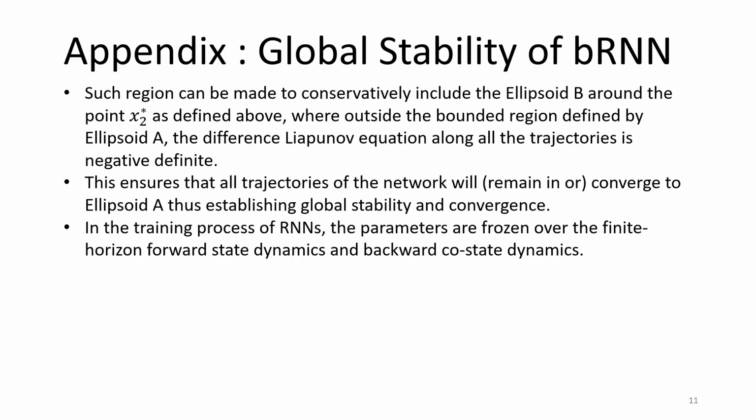Finally, we remark that, in the training process of RNNs, the parameters are frozen over the finite horizon forward state dynamics and backward cost-state dynamics. This constitutes one iteration. The gradient descent update of the parameters occurs per one or many iterations, i.e., mini-batch, over the finite horizon training sequences. This constitutes a decoupling of the dynamics of the basic RNN and the parameter gradient updates during training. Thus, the global stability of the overall system is maintained.